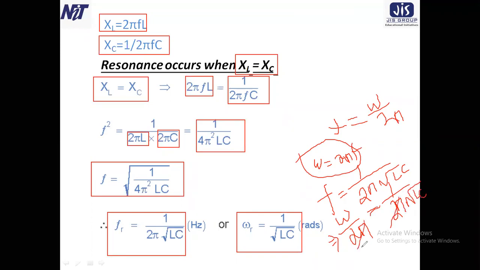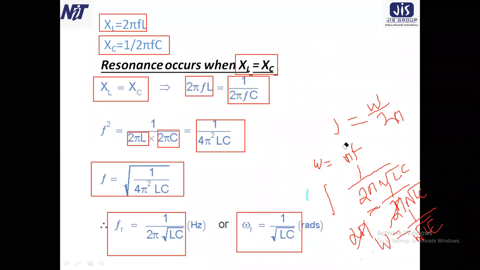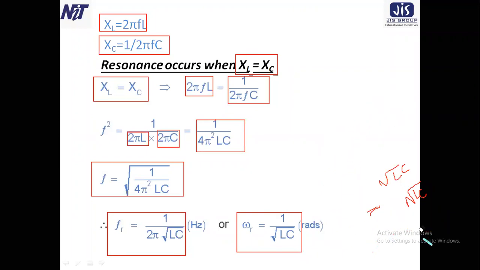So the 2 pi will vanish. So finally the value of omega will be equal to 1 by root over LC. So in this way we can derive the equation of resonant frequency and also the value of omega_r, the angular frequency.